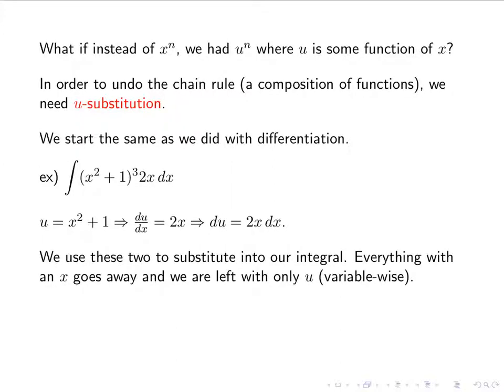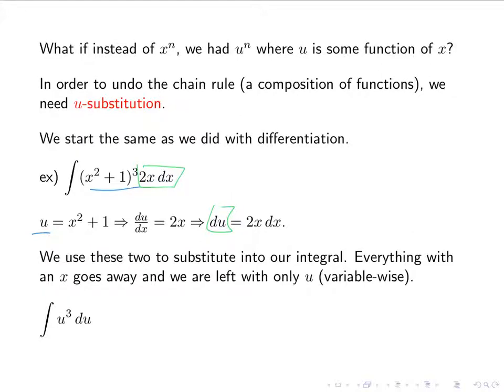So what we're going to do is we're going to substitute into our integral, hence u substitution. And everything with an x in my integral has to go away, and everything that's left has to be in u. So I cannot have u and x's in my integral once I've done the substitution. I can only have u's. So my x squared plus 1 is going to become u, and my 2x dx is going to become du.